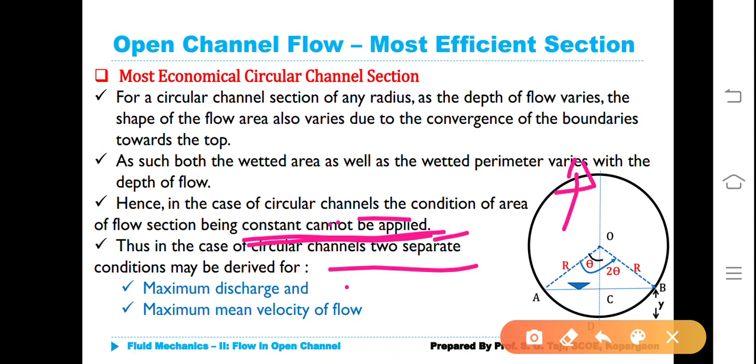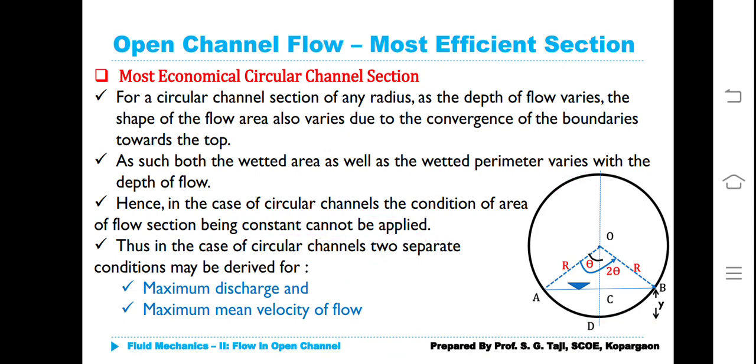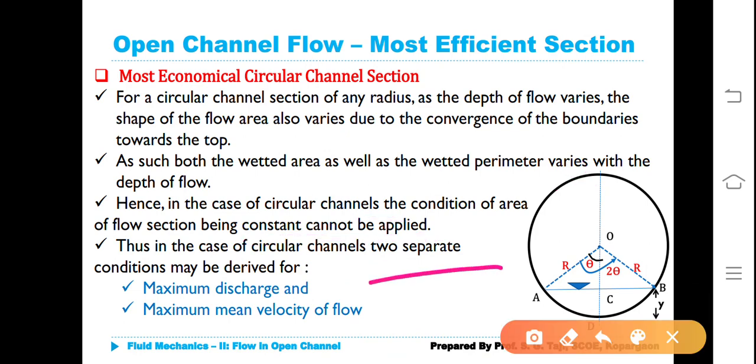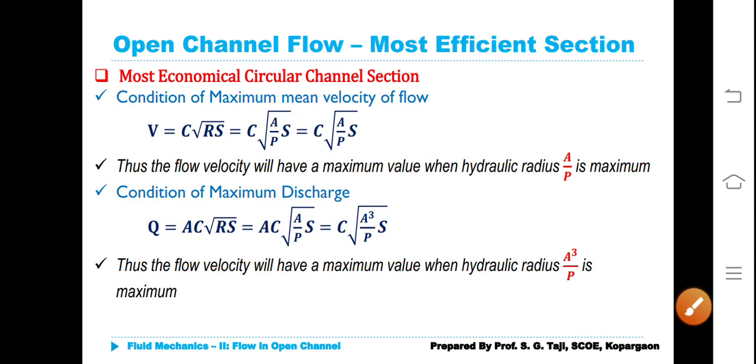Therefore, in this case of circular channels, two separate conditions may be derived for this section: 1. Maximum discharge, and 2. Maximum mean velocity of flow. So we have to see with respect to these two conditions how we can arrive at them for the circular section. We will see the condition of maximum mean velocity of flow.